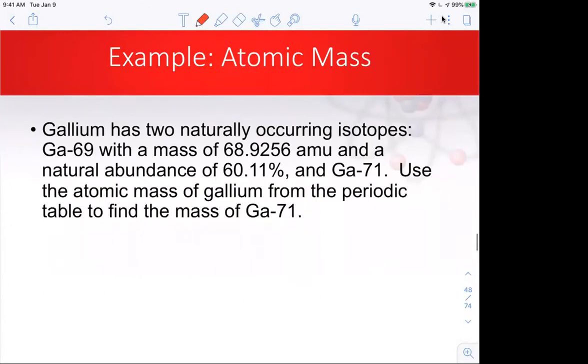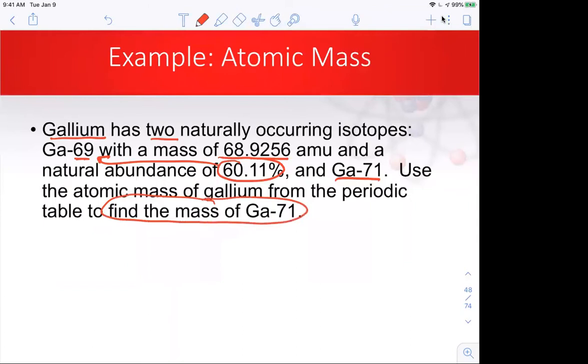Here's another example, which is a little bit different. Let's say I have gallium and I know I have 2 isotopes. I have gallium-69, which has a mass of that. I know the natural abundance for gallium-69. I also know that there's a second isotope, which is gallium-71. So using the atomic mass, find the mass of gallium-71. This is a little bit more complicated. It's a little bit twisted.